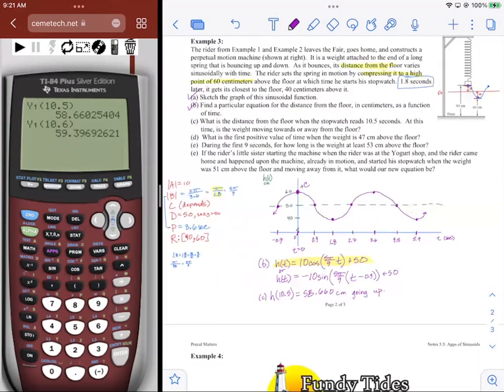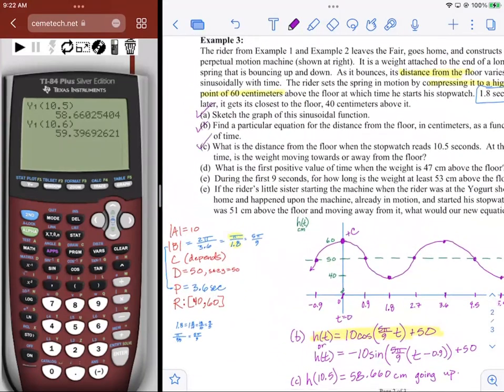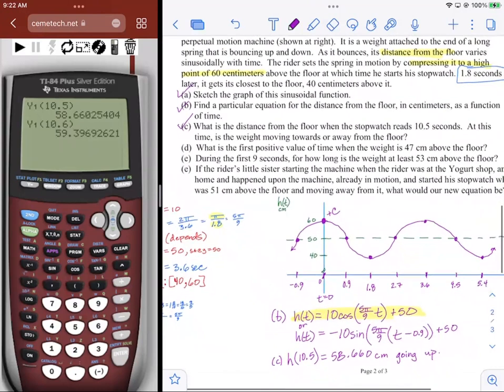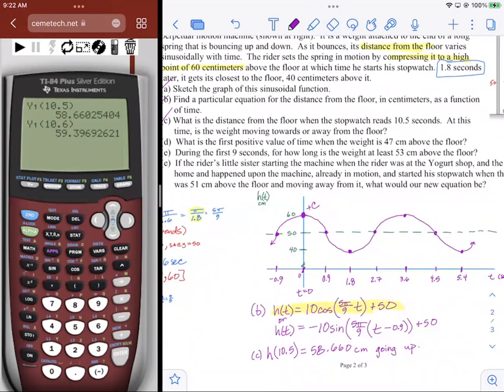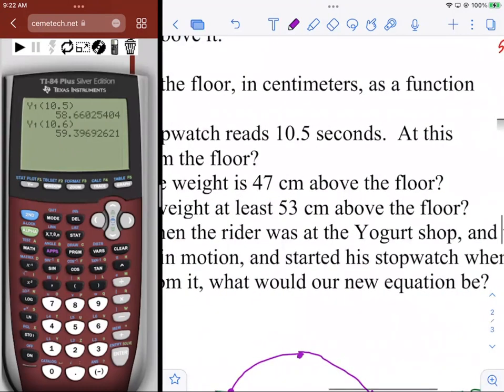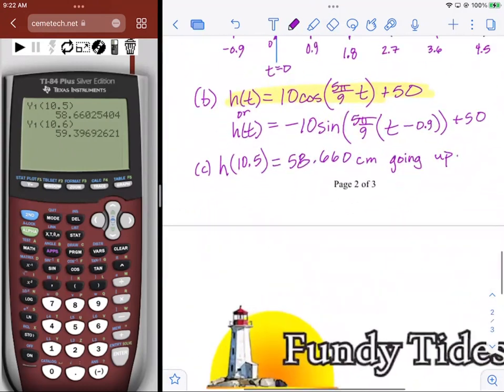Okay, did we answer all of part C? Yeah, we did. Okay, part D, party. Hey, it's party. What is the first positive value of time where the weight is 47 centimeters above the floor? Did it say 47 above the floor going up or going down, or does it matter? Doesn't matter. So yeah, positive value of time, right? So here's what we're going to show on part D. I'm going to put h of t equals what?